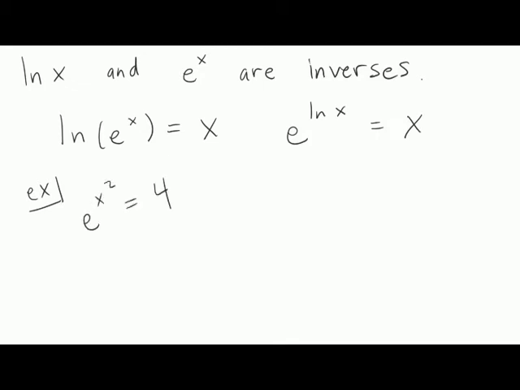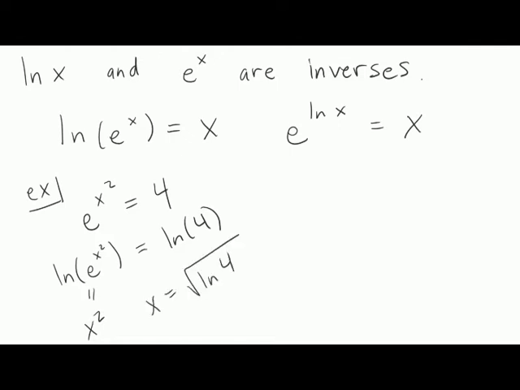Let's solve e to the x squared is equal to 4. If we take the natural log of both sides, then the left-hand side is the natural log of e to the power of x squared, which is just x squared. The right-hand side is just natural log of 4, and so we get that x is equal to the square root of the natural log of 4. We do need plus or minus because we didn't specify a restricted domain ahead of time.